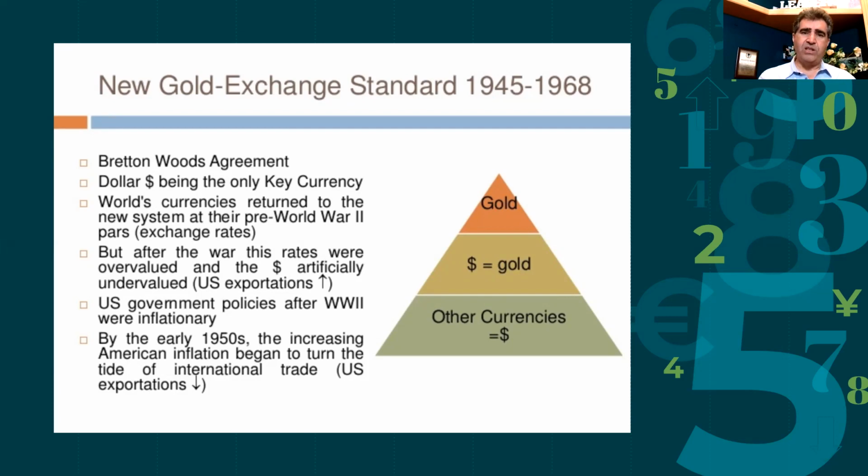Because it was undervalued, exports were more favorable, and there was more exportation. Then after World War II, because of the expansion, it became inflationary. By the early 1950s, because of the inflation, the dollar became more valued, and now U.S. exports went down.